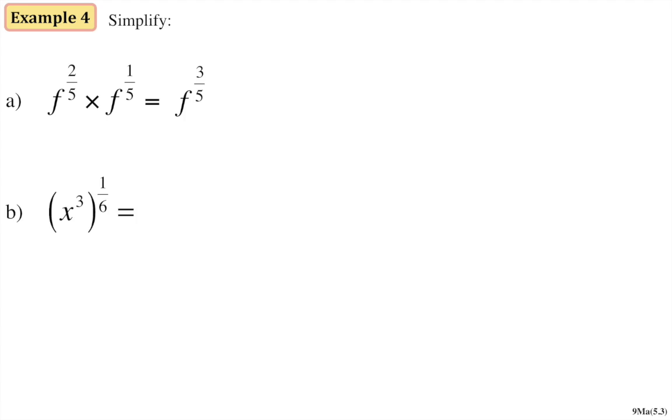Remember when we had a power to a power? So this is x to the power of 3, all to the power of 1/6. So when you have a power to a power, you times the powers. You either do it in your head or on your calculator, 3 times 1/6. And when you do that, you'll get a half. So the answer is x to the power of a half, if you simplify that.